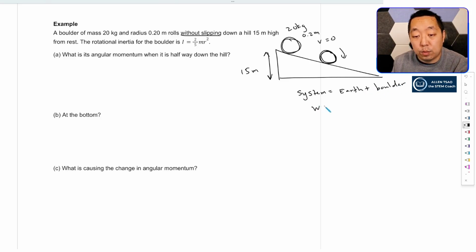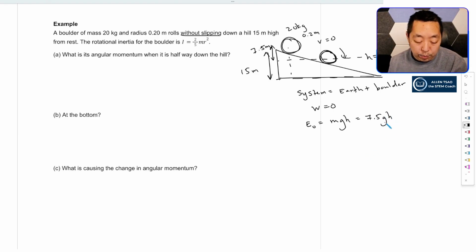And remember, the work is going to be 0 because the frictional force doesn't do any work, and the normal force and gravity are not going to do any work, right? So the initial energy, we would say if we make h equals 0 down here. Actually, we could make h equals 0 over here. Probably be a little bit easier. So then it's halfway down the hill. This is 7.5 meters. So it has gravitational potential energy, mgh, where that's 7.5 mg. We'll cover the masses here in a second.